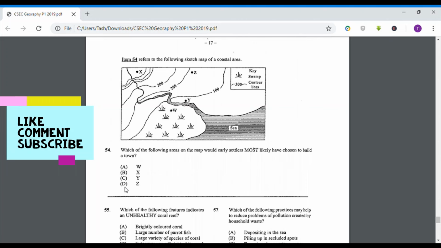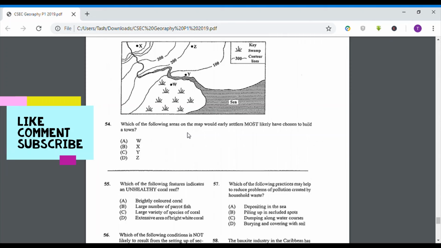For letter D, that is Z, a little further away from the water source, where they would have to actually travel to get to the water. So the answer for 54 would have been letter C, which is Y, right at the source of the water, also where they have a source of food. You have to pay attention to the questions, because if it did not say early settlers, then maybe you could have chosen something else. But early settlers, that is where they would prefer to settle.